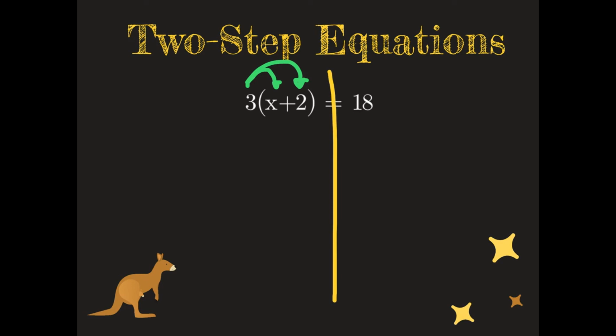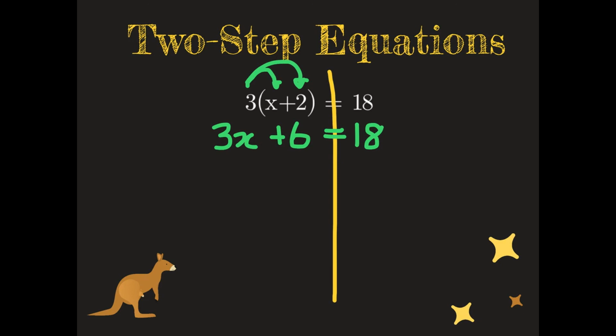So 3 times x is going to be 3x, and 3 times positive 2 is going to be positive 6. And hopefully you remember that. If you don't, you can try some practice questions or just go back and look at the sheets that you had from the previous unit. So 3 times x is 3x, 3 times positive 2 is 6, and we haven't done anything to the 18, so that's going to stay over here. And now this question actually looks exactly like the other two examples.